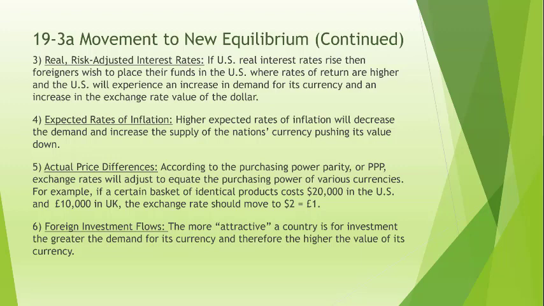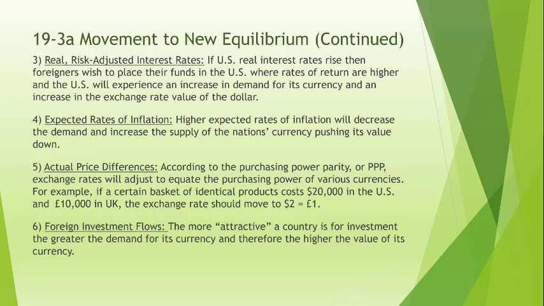Fifth, actual price differences. According to the Purchasing Power Parity Law, or PPP, exchange rates will adjust to equate the buying power of the various currencies. For example, if a certain basket of identical products costs $20,000 in the US and $10,000 in the UK, the exchange rate should be $2 equals £1. If it's any different, clearly there's going to be some what we call arbitrage, and we're going to come on to that later in the chapter.